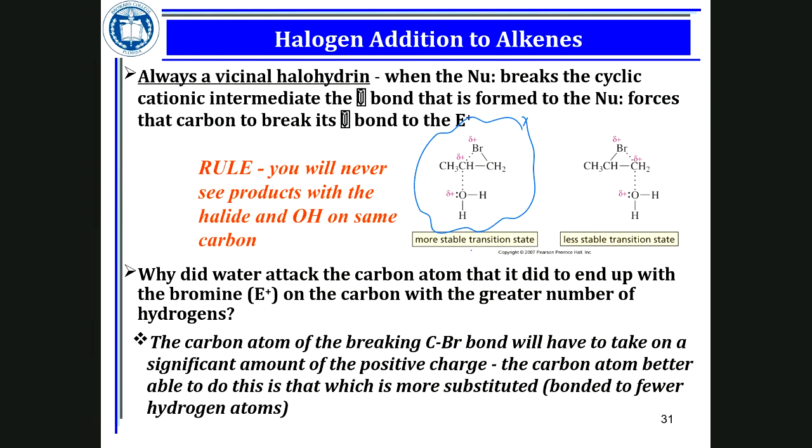So your electrophile in this case is going to be your halide, the Br, and the nucleophile is going to be OH, because it's an addition reaction. So you want to know what is the electrophile and what is the nucleophile.